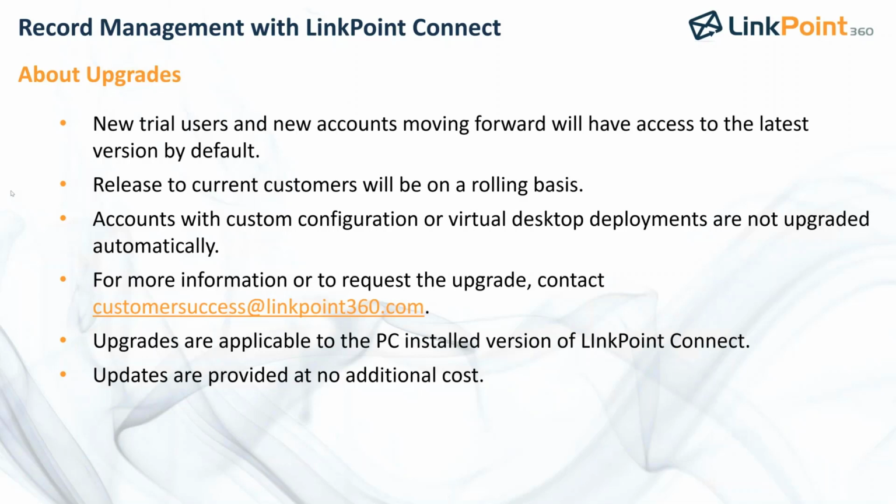If you are a current customer and you're not upgraded yet, or what you see on my screen once we jump in doesn't match what you see, you can email customer success at linkpoint360.com and we can help get a status on the rollout for you. Note that if you have auto updates disabled or a custom setup for your particular deployment of our software, you will not have received the update automatically. That's just to preserve your custom configuration.